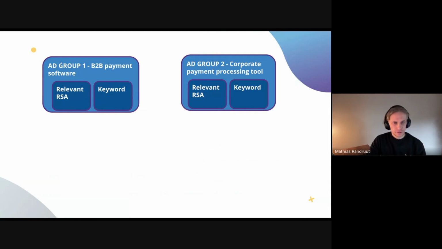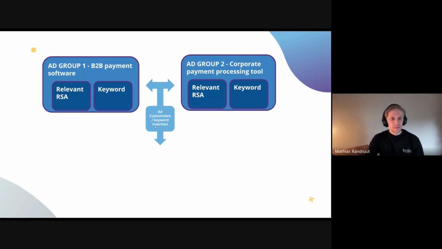Let's say we have one ad group for business-to-business payment software, and another ad group is about corporate payment processing tool. We have the relevant keywords for each of those corresponding ad groups, we have a relevant RSA that is using likely wording similar to business payment software and here corporate payment processing. But we are at the moment lacking data in both of them because the search demand is not that high maybe, and our budgets are also limited.